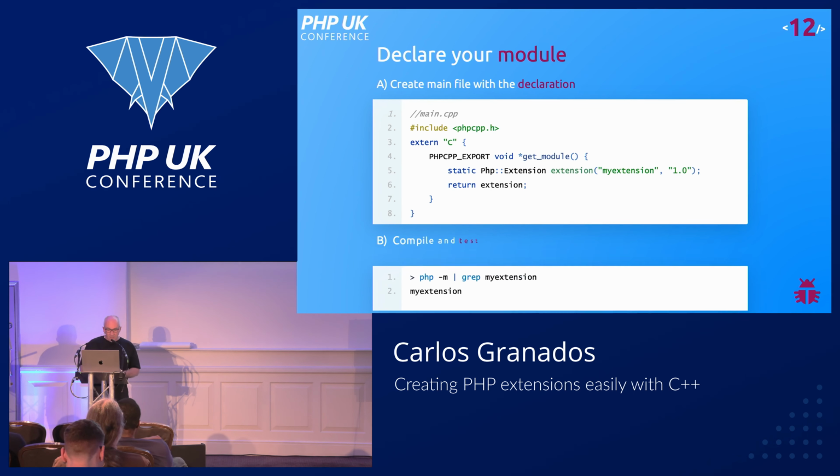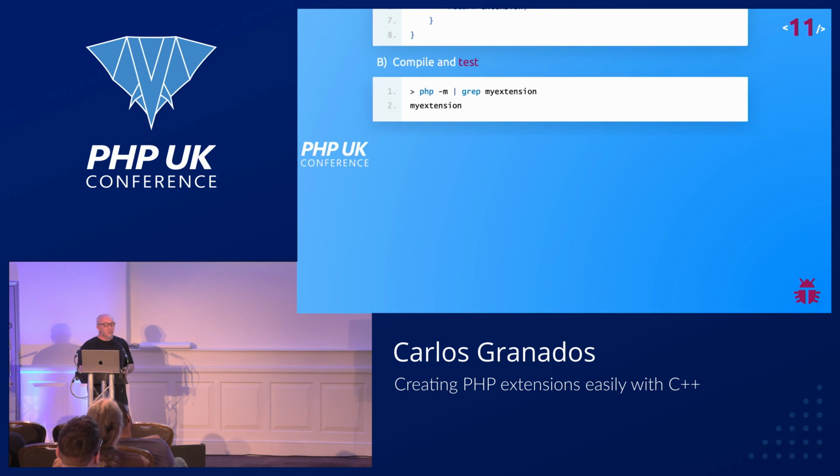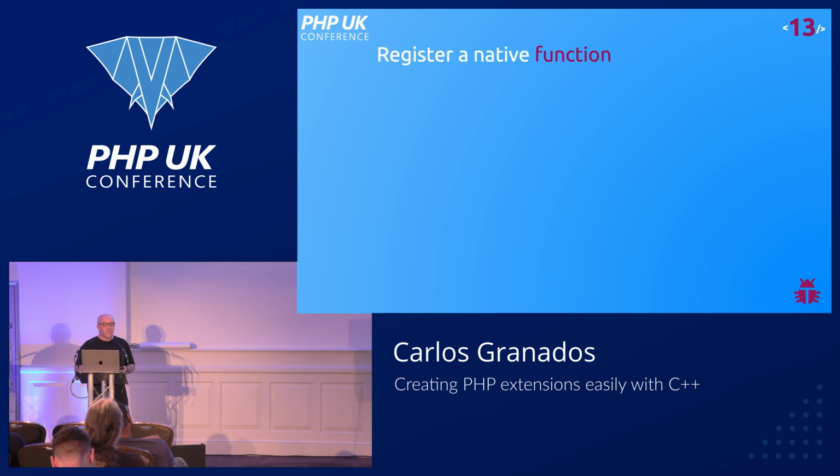So if I now, for example, run php -m, that's a command that you use to get all the modules loaded by PHP, it will be in the list. You will see all the modules, including Xdebug or whatever, and one of the modules will be my extension. So your extension is loaded. This by itself is not very useful, so you need to actually do something with it.